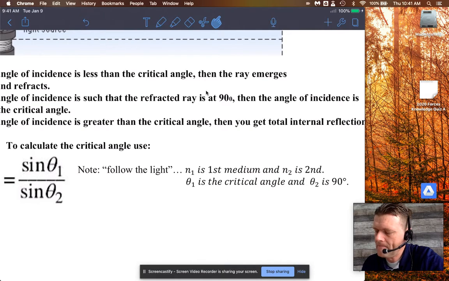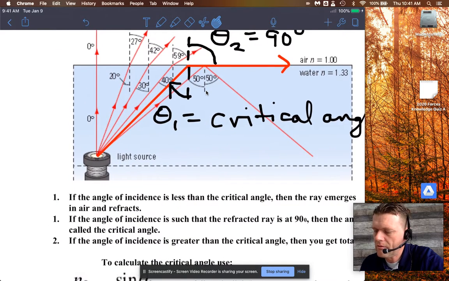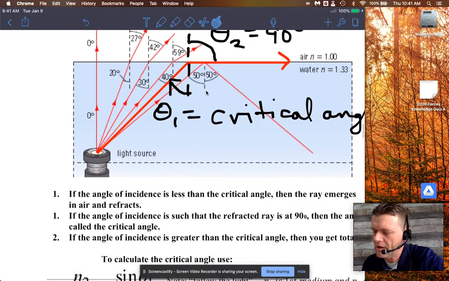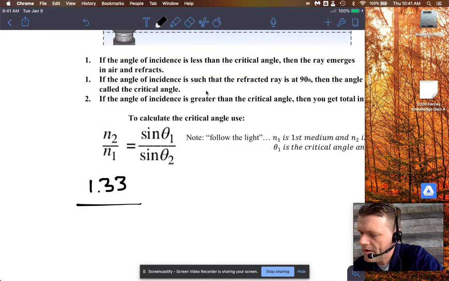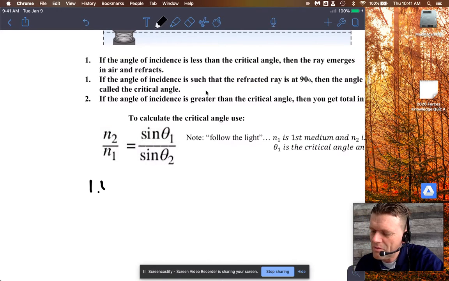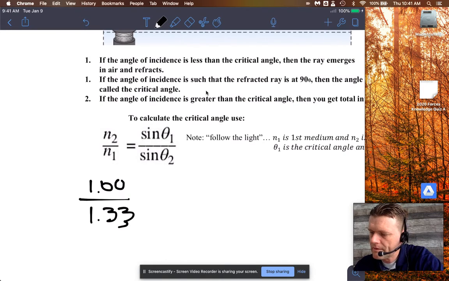So let's actually calculate that quick, because we are dealing with water, and this example doesn't show what the critical angle is. So let's just solve for it right now. N2 is 1.33. Oh, I'm sorry, let's back up. In this case, N2 is going to be 1. You see, we're going out of water into air. So the first medium is 1.33 this time. Getting a little carried away with my 3's.